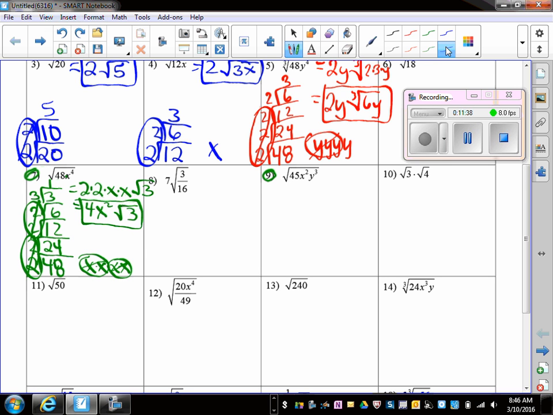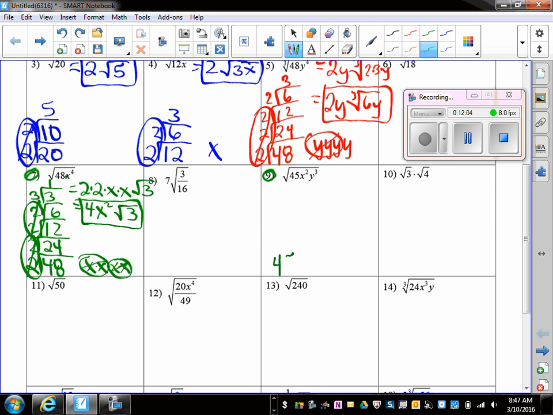Because we had a request for that. All right, so number 9, we have 45x squared y cubed. First of all, what is my index? What type of root is this? Is it a square root, cube root, fourth root, fifth root, sixth root? It's a square root. So how many of a kind do I need to have? 2 of a kind. The square root is 2 of a kind.